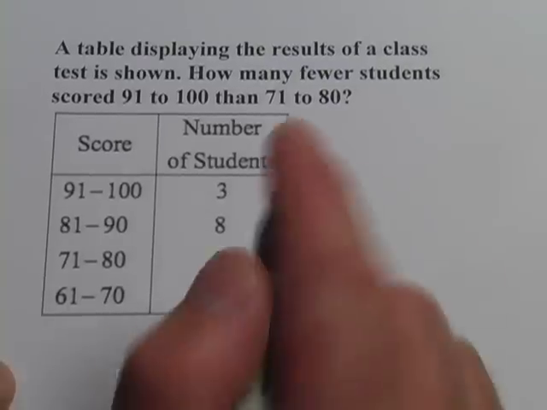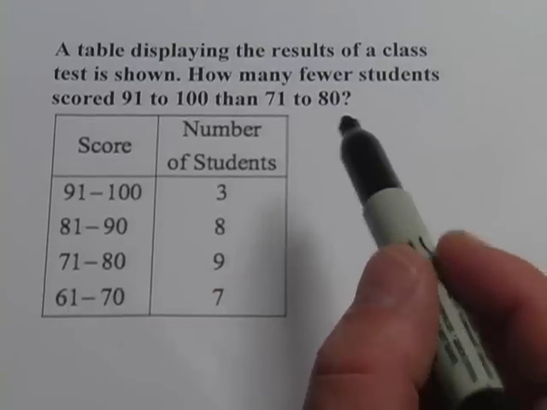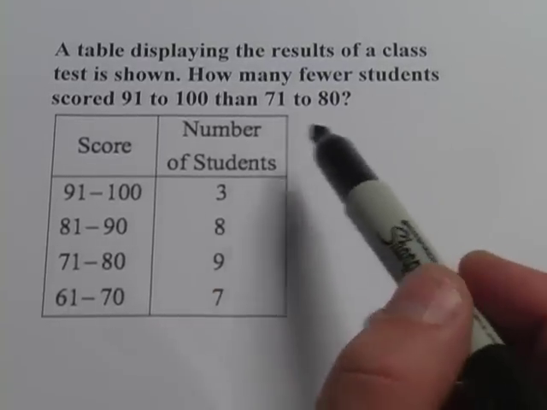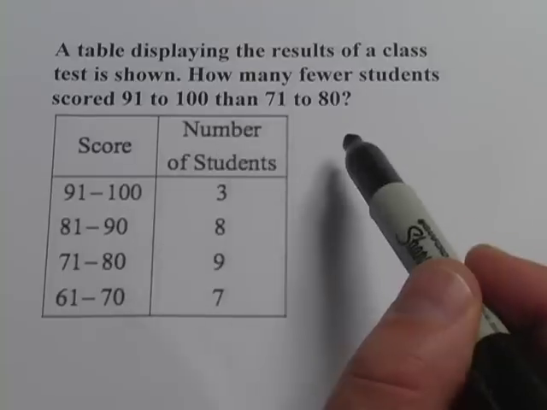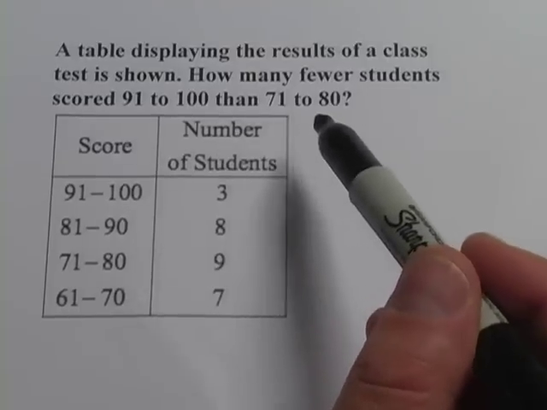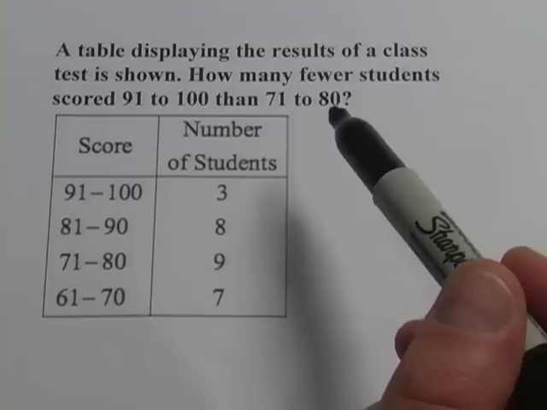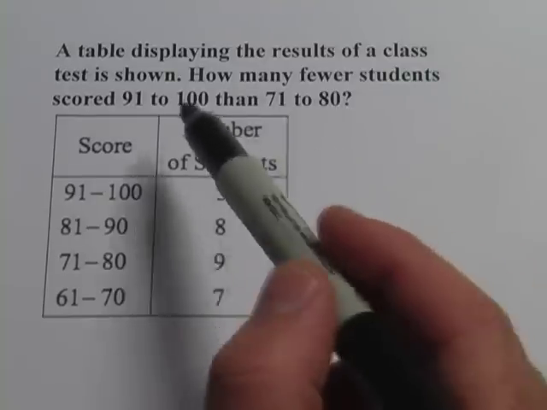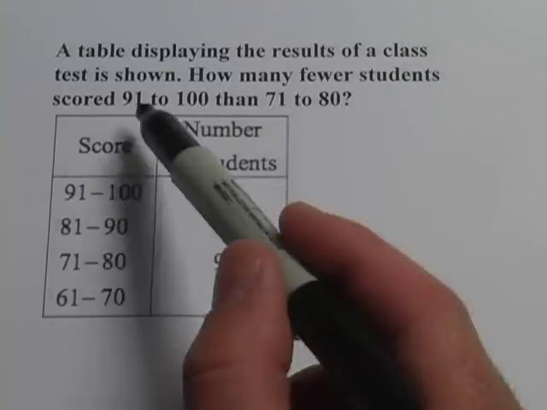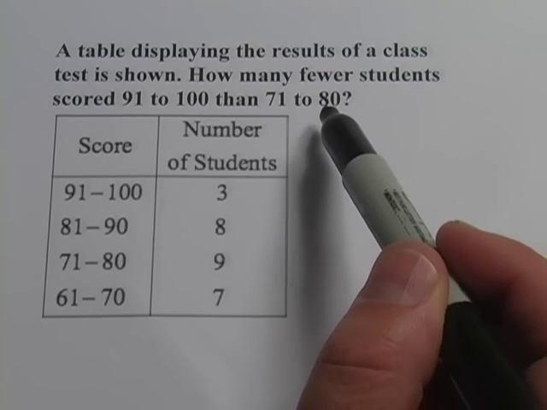Let's look at one more of these. This one says, a table displaying the results of a class test is shown. How many fewer students scored 91 to 100 than 71 to 80? Okay, this one's slightly more complicated. I think it's going to take some subtraction here. Let's see if we can tell what it's asking. How many fewer students scored 91 to 100 than 71 to 80?